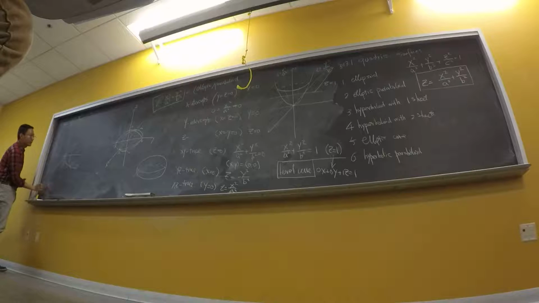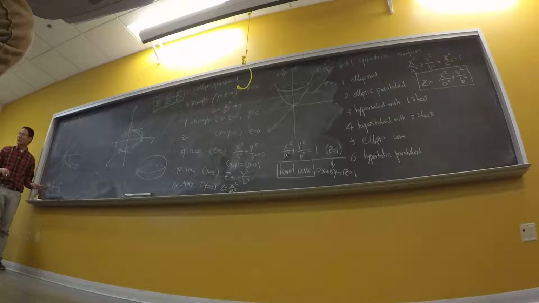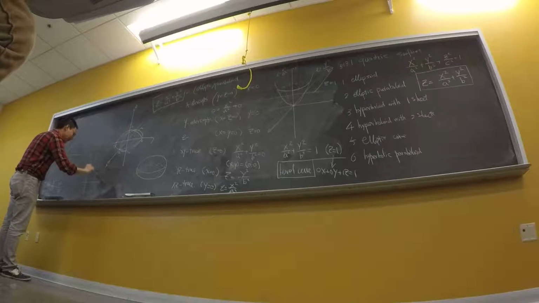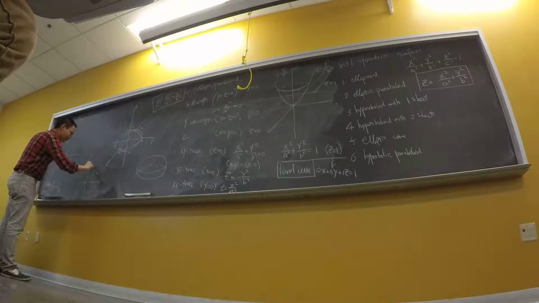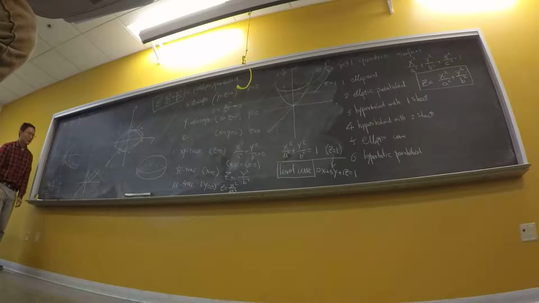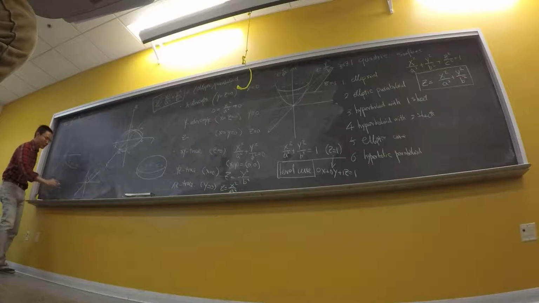So for instance, if I have minus x is equal to y squared divided by a squared plus z squared divided by b squared, I have an elliptic paraboloid opening to the negative direction of the x-axis. So this will be looking like this. Negative direction of the x-axis, this will be what it looks like. Okay, it's not very pretty, but you get the point.